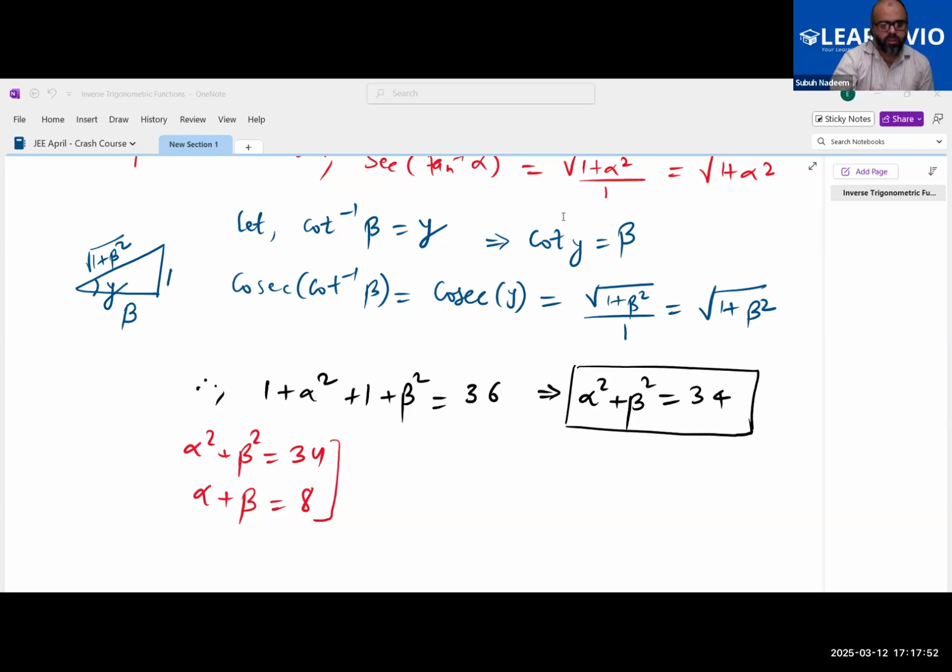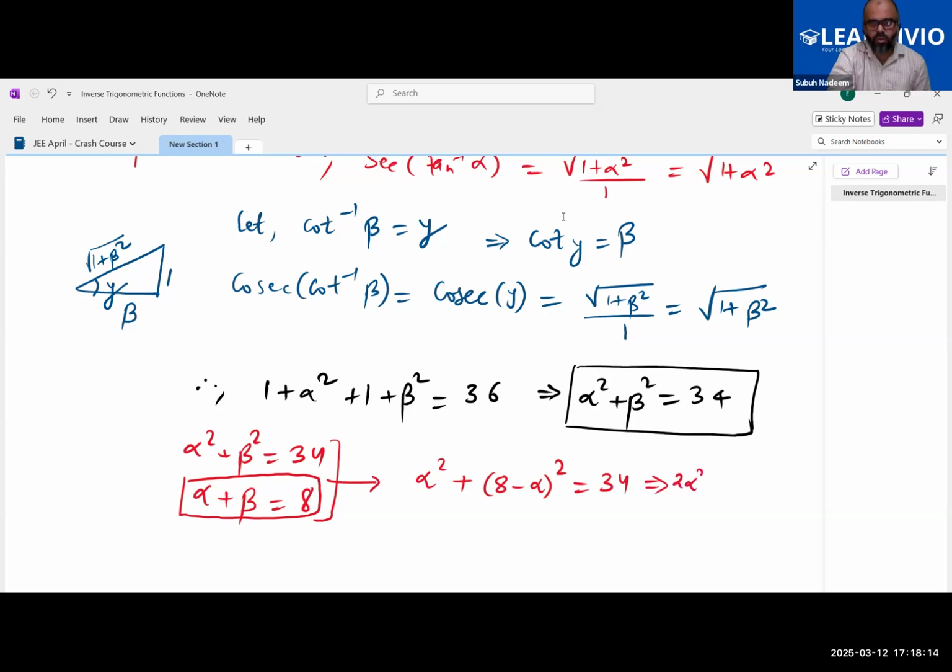So it is not so difficult. There are many ways. The best way is to just take beta from here, which is 8 minus alpha. So it will become alpha square plus the square of 8 minus alpha equal to 34. So what you get is alpha square, and from here also alpha square will come, so it will become 2 alpha square minus 16 alpha, and plus 64. 8 square is 64. 64 minus 34 is 30, plus 30 equal to 0.